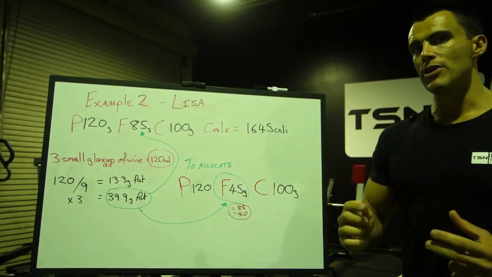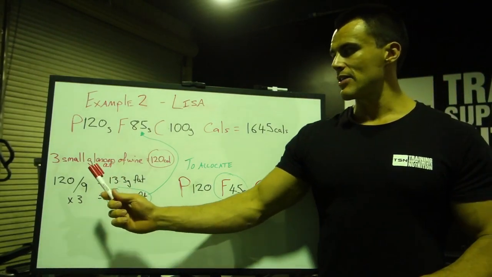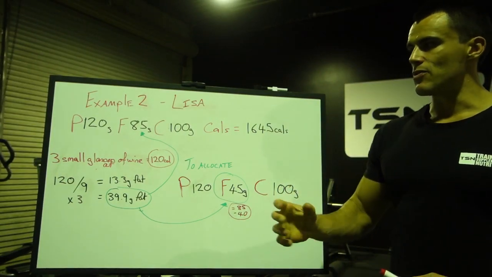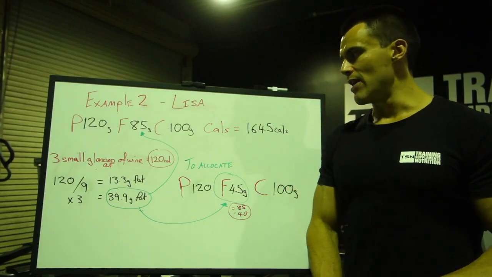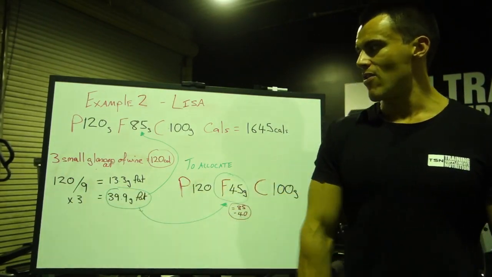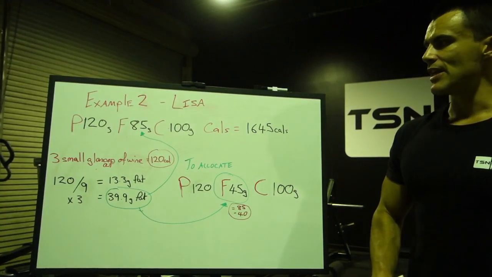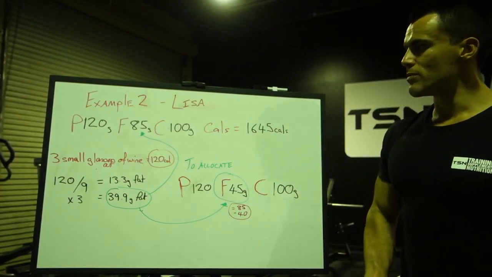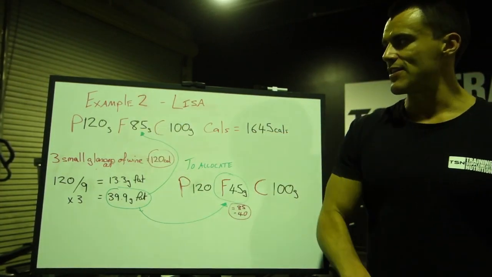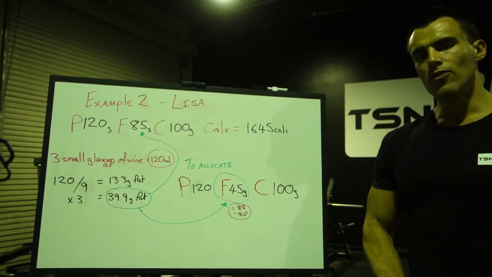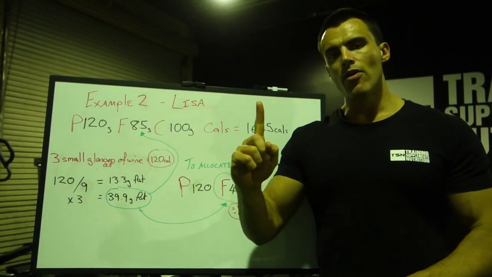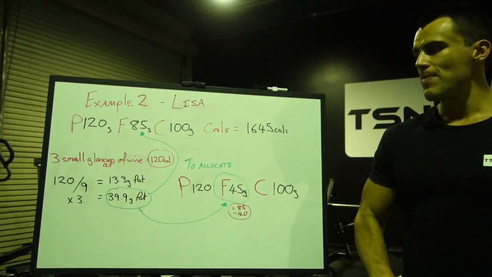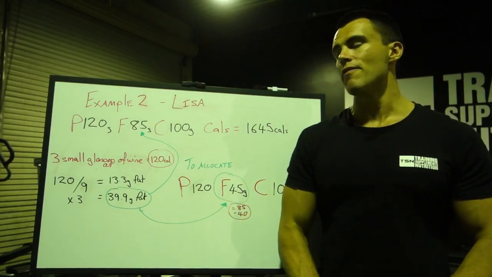Basically exactly the same as what we did in the previous example, but dividing by 9 to get your fat grams. As we know, there are 9 calories per gram of fat. So if we divide 120 by 9, we get approximately 13.3 grams of fat in 1 small glass of wine that we will have to allocate from Lisa's overall daily intake. But it's not 1 glass of wine, it's 3. So we've got to multiply that by 3 and round it off to around 40 grams of fat.